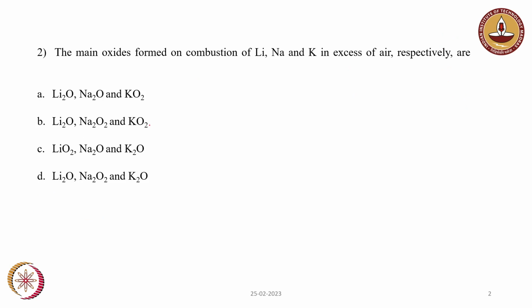Next one: the main oxides formed on combustion of lithium, sodium, and potassium in excess of air respectively are: option A is lithium oxide, sodium oxide, and potassium superoxide. Next one is lithium oxide, sodium peroxide, and potassium superoxide. C is lithium superoxide, sodium oxide, and potassium oxide. And option D is lithium oxide, sodium peroxide, and potassium oxide.